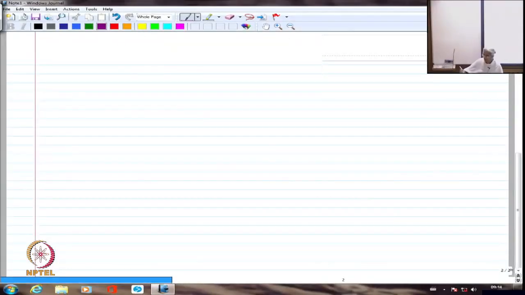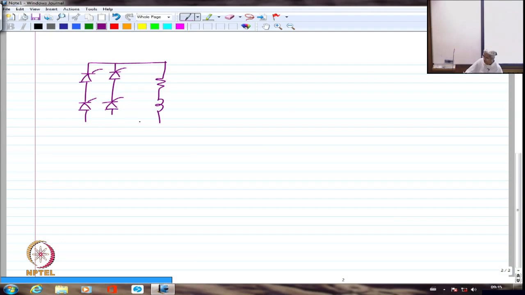Just to recall what we did as the second portion of this rectifier circuit, where we had 4 thyristors and we had an RL load, and we looked at 2 cases: one of continuous conduction, where the current is continuous, and another case of discontinuous conduction.